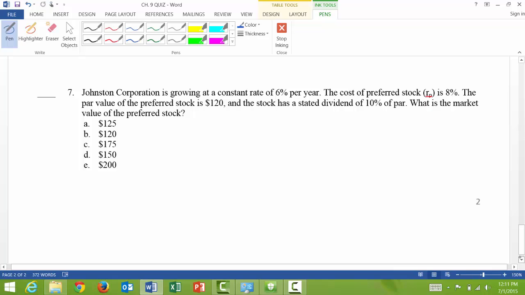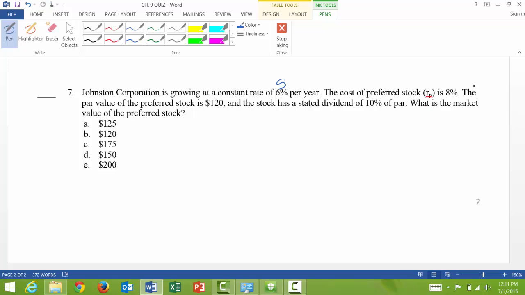In question 7, Johnston Corporation is growing at a constant rate of 6% per year, so we know that's the growth rate. The cost of preferred stock, and it's another preferred stock, is 8%, and then the par value of the preferred stock is $120. And the stock has a stated dividend of 10% of par. So what is the market value of this stock?